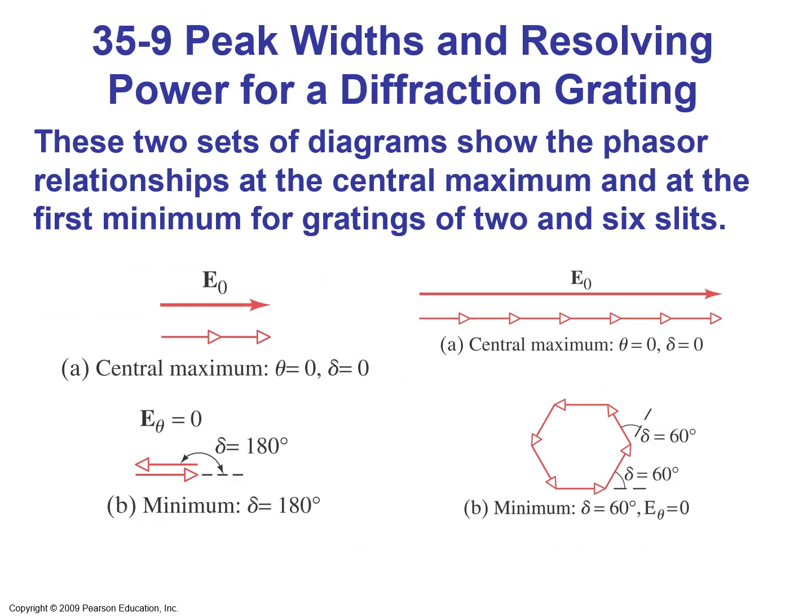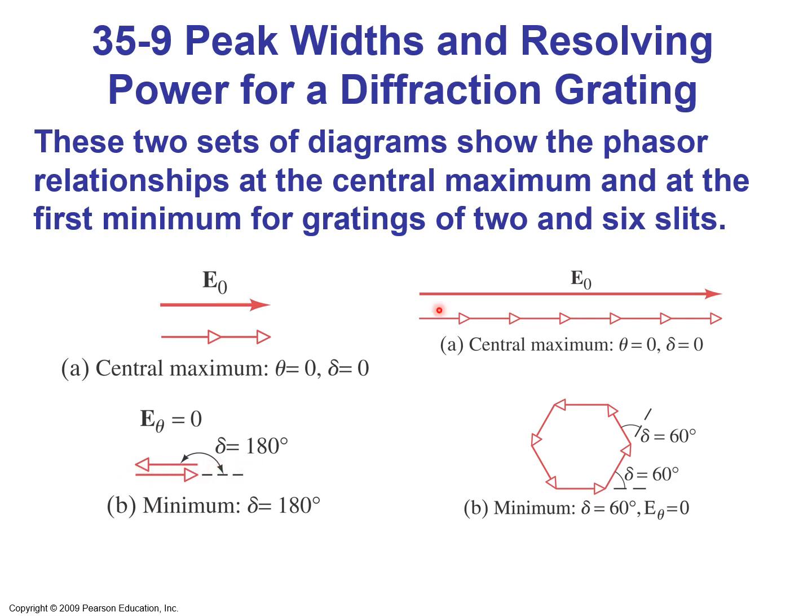Section 9. Peak widths and resolving power of a diffraction grating. These two sets of diagrams show the phasor relationships at the central maximum and at the first minimum for gratings of 2 and 6 slits. So when we have 2 slits, we have 2 phasors. For the central maximum, theta is 0, so they are vectorially added to the maximum intensity. For the minimum, the angle between these two phasors is 180 degrees, so the final intensity is 0.